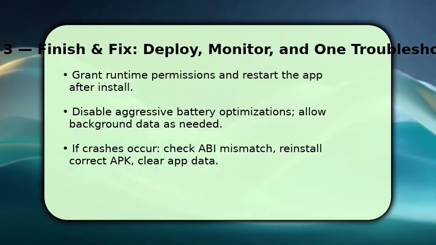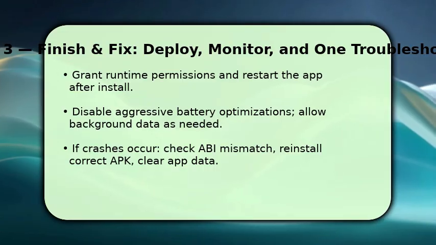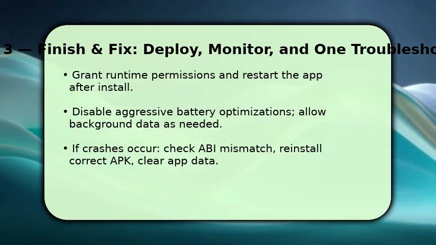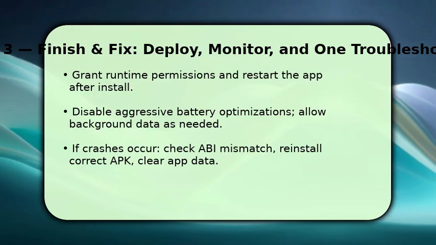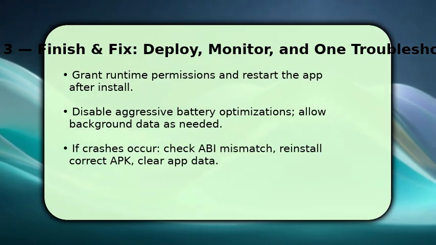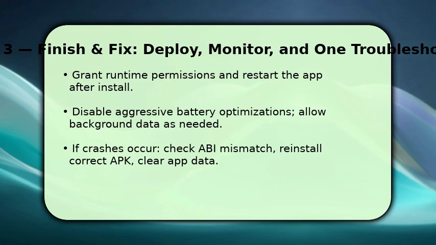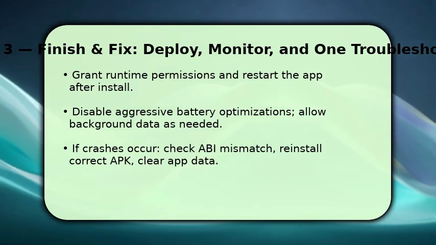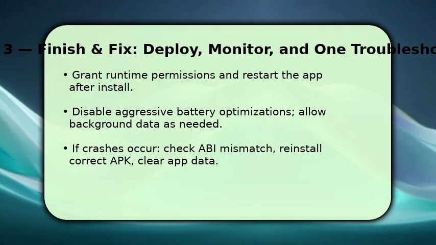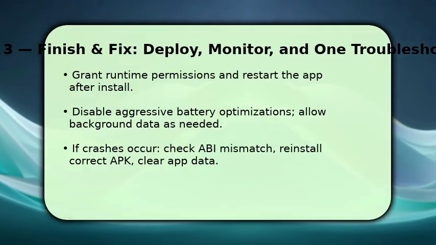If the app needs Google services, either install a compatible GMS package for your ROM or use a microG build if supported. If something goes wrong, the app crashes or won't open, check for ABI mismatch. Reinstall the correct APK variant, clear app data, and reboot.